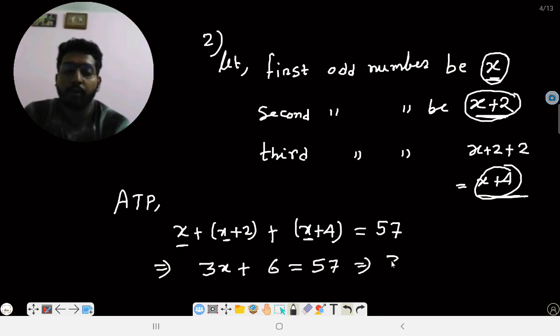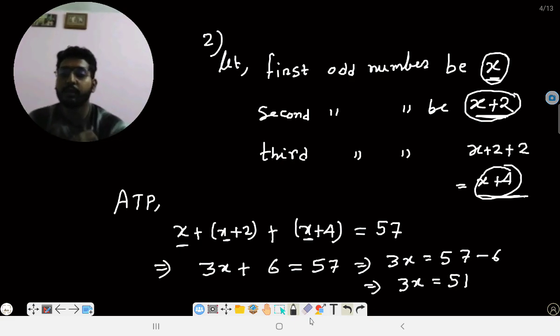Now 6 will go there. 57 minus 6, that will be 51. So 3x here will be 51. Now from here, solve. So x will be 51 by 3, so that will be 17. So that means x is 17.